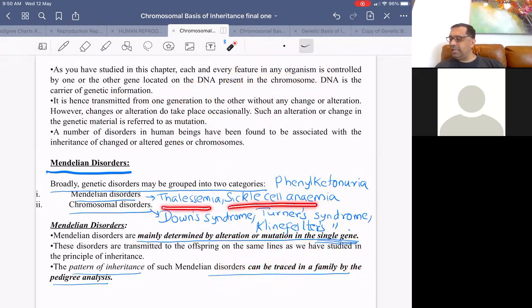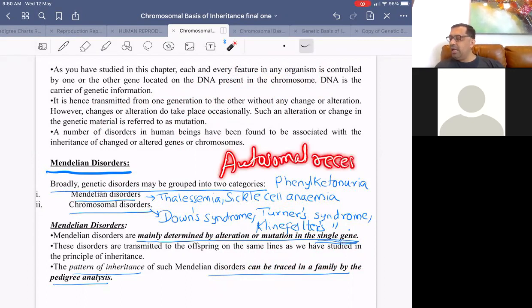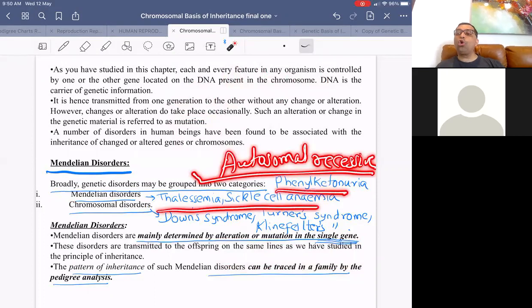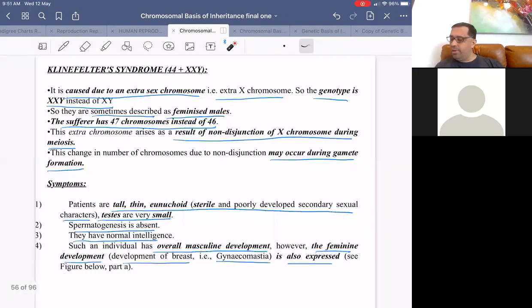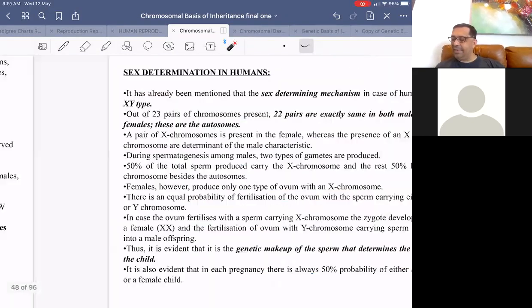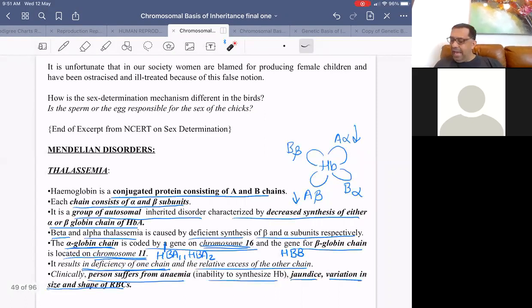So thalassemia, sickle cell anemia, phenylketonuria are all examples of autosomal recessive gene. If you remember, color blindness, night blindness, myopia, etc. were X-linked recessive, and these disorders are autosomal recessive. So, chaliye, what are these disorders? Let's understand these now. सबसे पहले you have thalassemia.